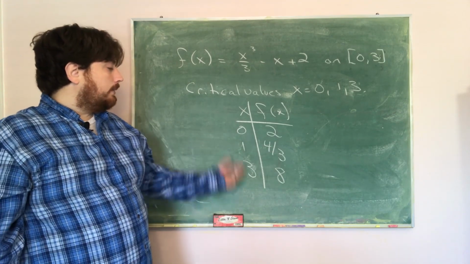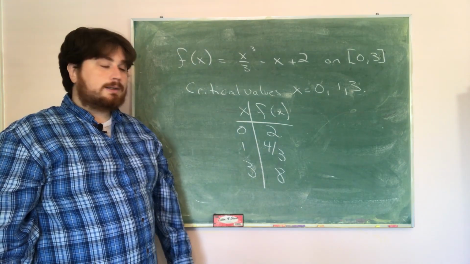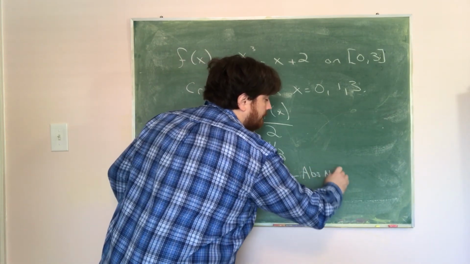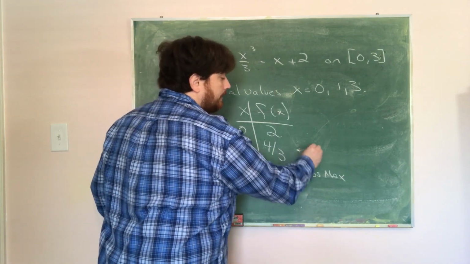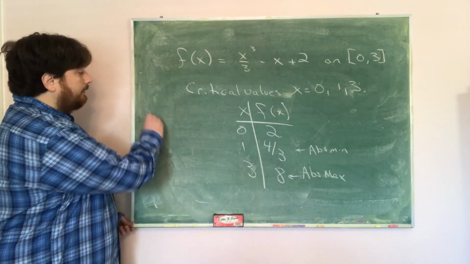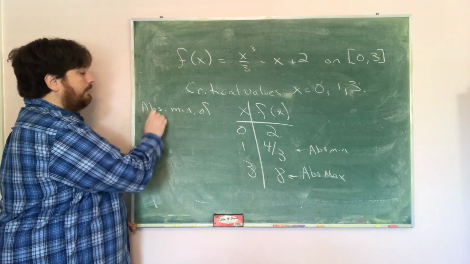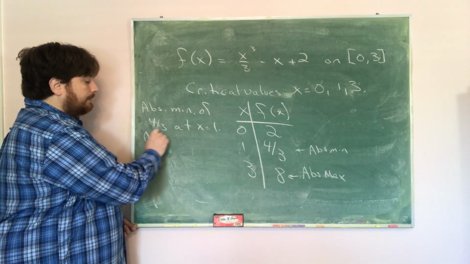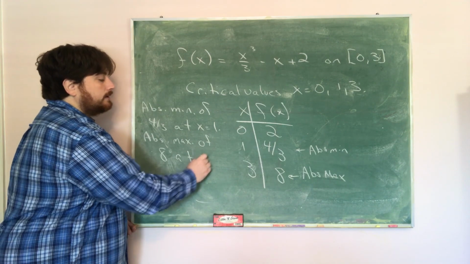And so, to figure out what is my absolute max and absolute min, I'm just going to look at what's biggest and what's smallest out here. If I compare these, notice that the 8 is the biggest. So that's going to be my absolute max. And the 4/3 is the smallest out of those 3 because 4/3 is less than 2. So that will be the absolute min of the function. And so what I would say is that I have an absolute minimum of 4/3, and I can say at x equals 1, and an absolute maximum of 8 at x equals 3.